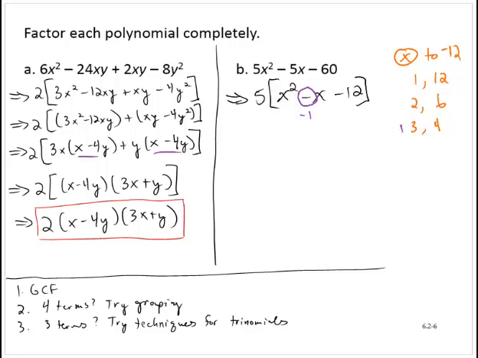If I have a positive 3 and a negative 4, those will add to negative 1 and multiply to negative 12. So I can factor this completely as 5, and now the x squared minus x minus 12 would factor as x plus 3 times x minus 4.